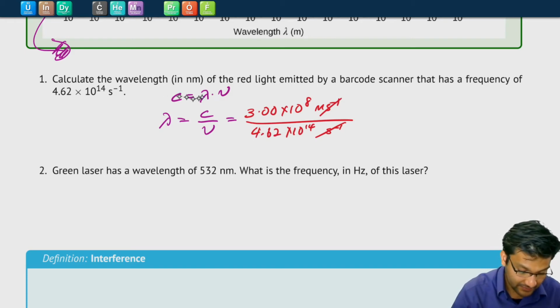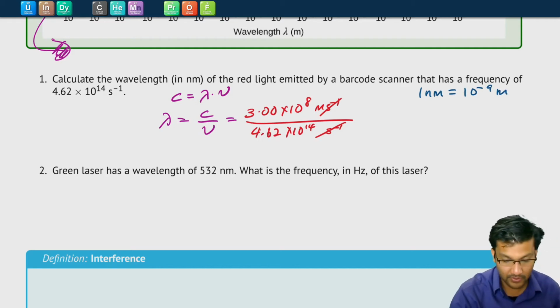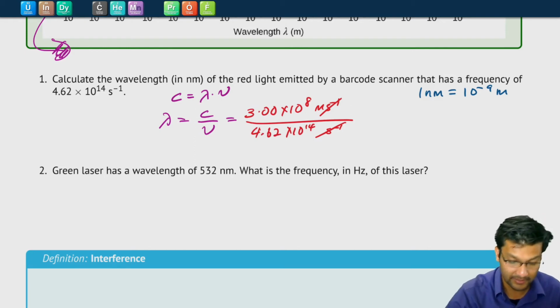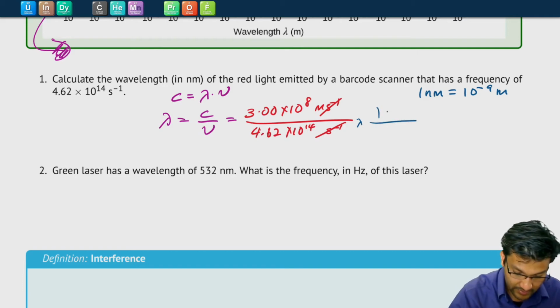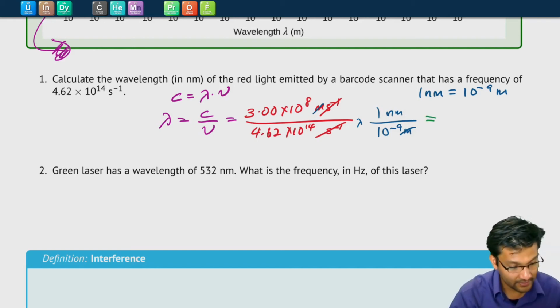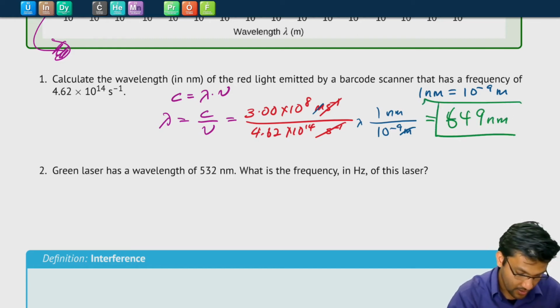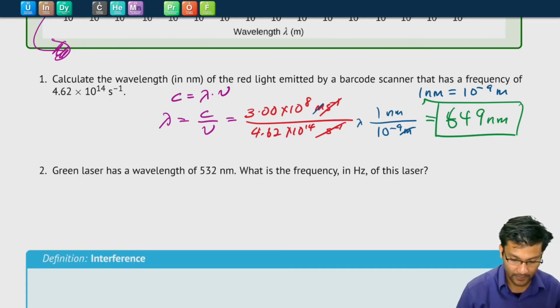But they want the wavelength in nanometers. We know that 1 nanometer is 10 to the minus 9 meters. This is one that we should definitely remember because it's going to come up a lot when we talk about light, especially visible light. So we can use that conversion. 1 nanometer is 10 to the minus 9 meters. We plug these into our calculator and we get 649 nanometers for the wavelength of this light.